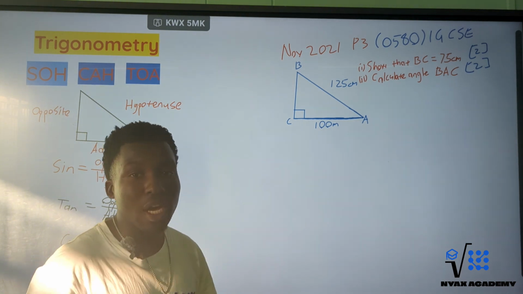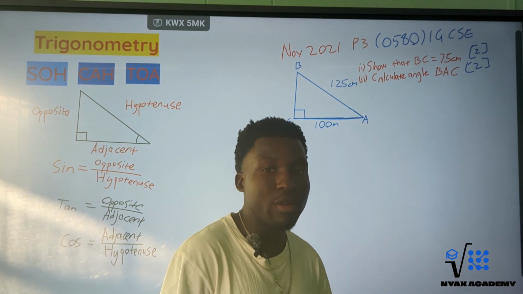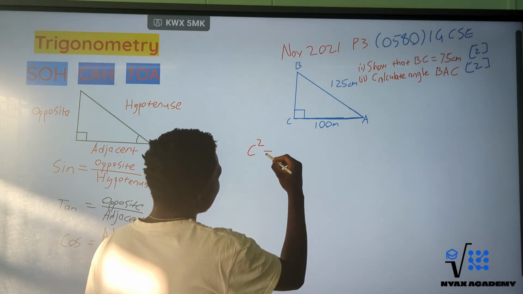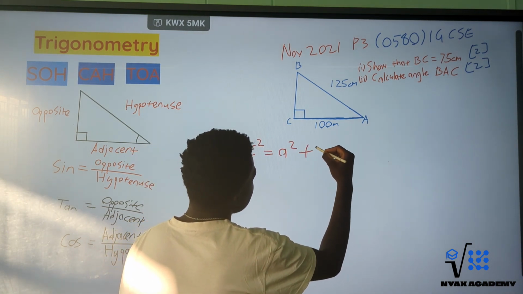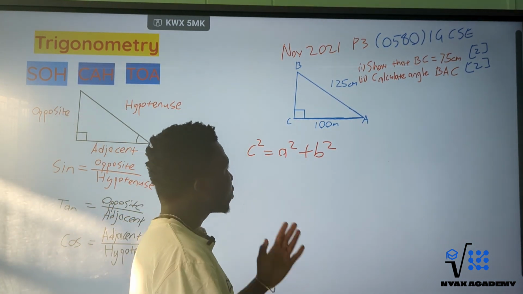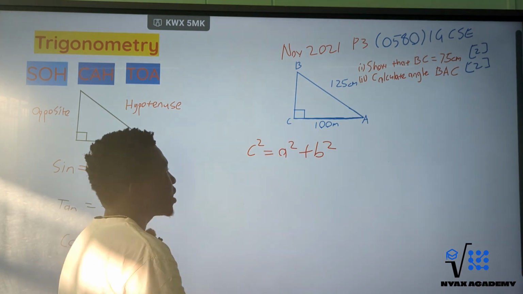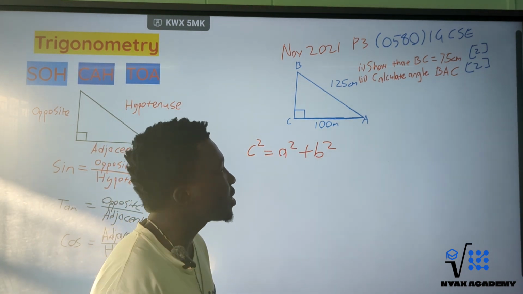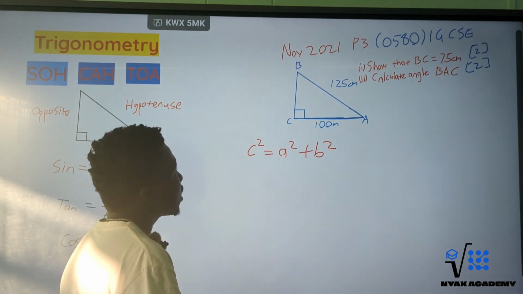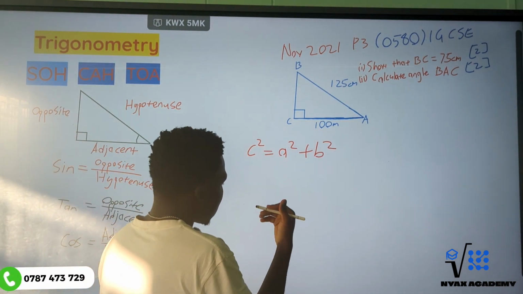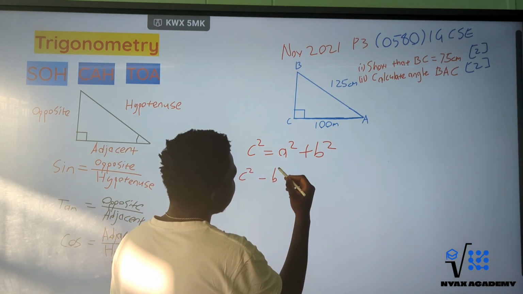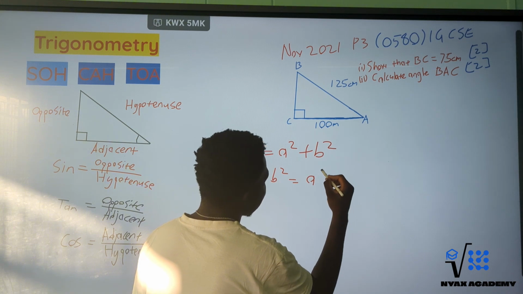This is a right angle triangle, and for right angle triangles the Pythagoras theorem applies. The Pythagoras theorem says c squared is equal to a squared plus b squared. So c squared is the longest side of the triangle, the hypotenuse, and a or b can be either the opposite or the adjacent side. So we make either a or b the subject. For this instance, we make a the subject. So c squared minus b squared is equal to a squared.